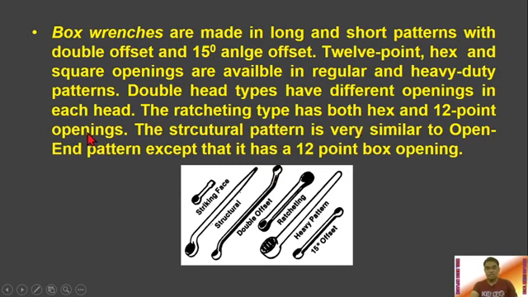So the ratchet type, meaning it could easily be turned. So when you say ratchet type, when you turn the wrench, you are not required to remove the wrench from the bolt, because it will just hold. Then once you return it, it will still be turning to tighten or to loosen your bolt. The structural pattern is very similar to open-end pattern, except that it has a 12-point box opening.